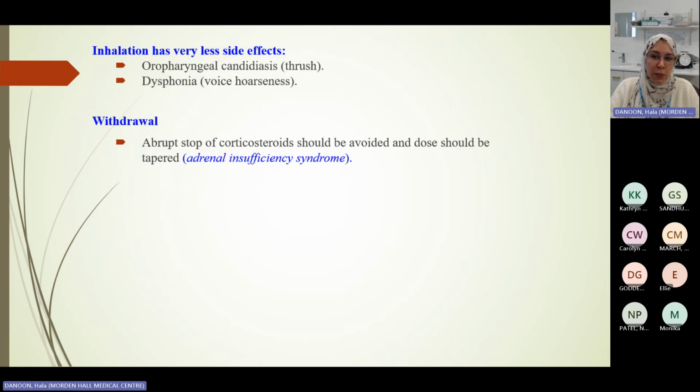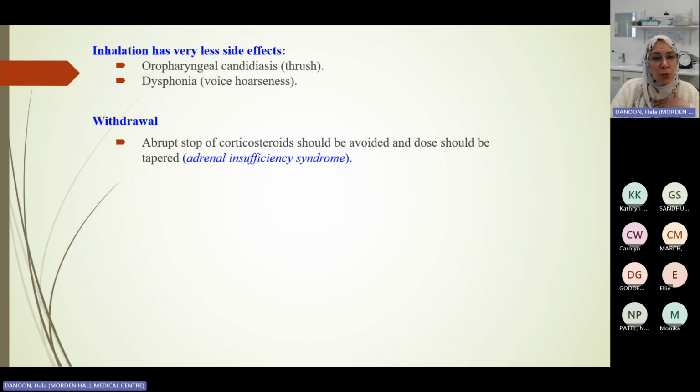With inhalation, because the amount that we absorb into our blood is much less, it has much fewer side effects. However, it can cause oropharyngeal candidiasis. So we tell them to rinse their mouth or brush their teeth and their tongue after they use the inhaler. It can cause dysphonia, again voice hoarseness, which is because of the deposition of the medication in the throat. So it's important to tell them to rinse the mouth afterwards.